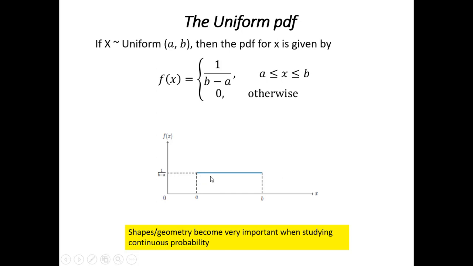If we were to graph this function, we would just get a horizontal line, whose height is 1 over (b minus a), and this would be good for x between a and b. So you could almost think of this as a rectangle. I strongly encourage you to think in terms of shapes and geometry when studying continuous probability, because that certainly helps you to do a few things. It's always nice to visualize whenever that gives you a good picture of what's going on.